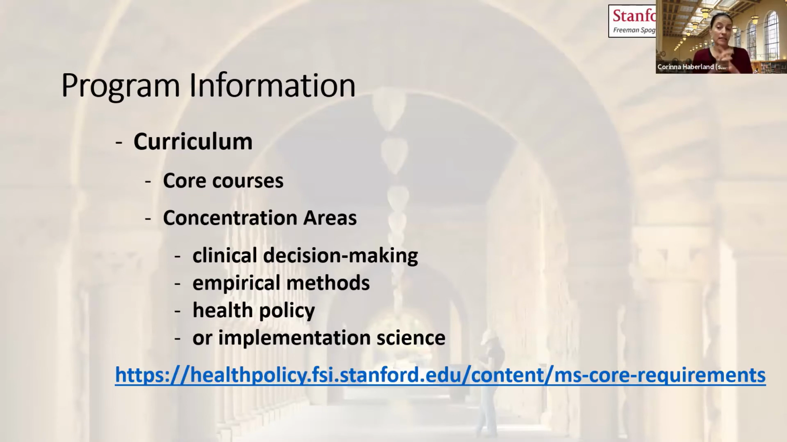And in addition to satisfying those core course requirements, students are expected to take additional courses in one of 4 concentration areas. And those include clinical decision-making, empirical methods, health policy, or implementation science. Those are those 4 concentration areas. Additionally, from that coursework, students are expected to take a certain number of research units. So that's part of working on the thesis. And also there's expected elective units.